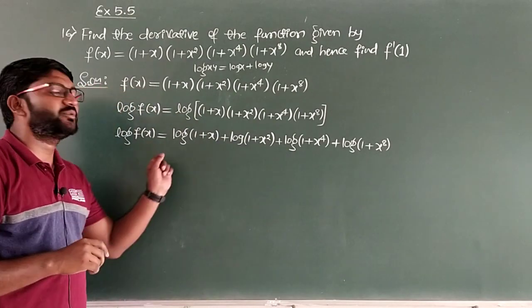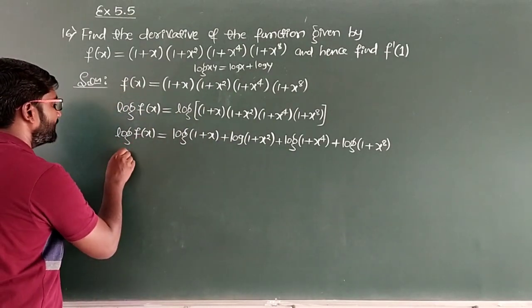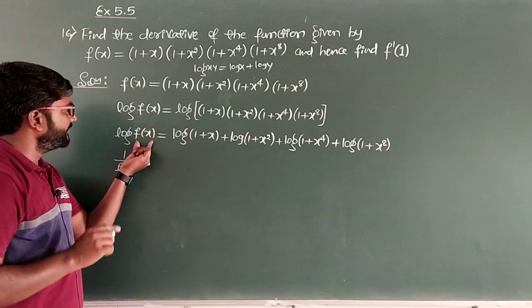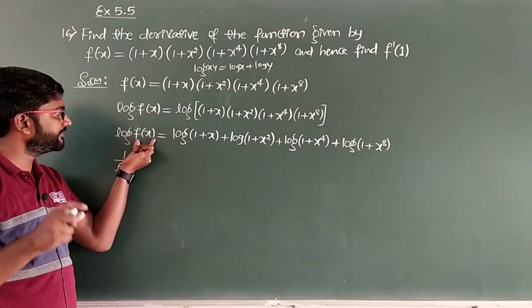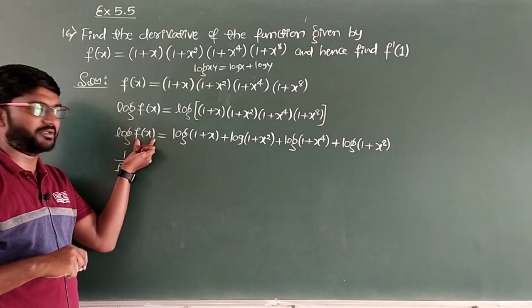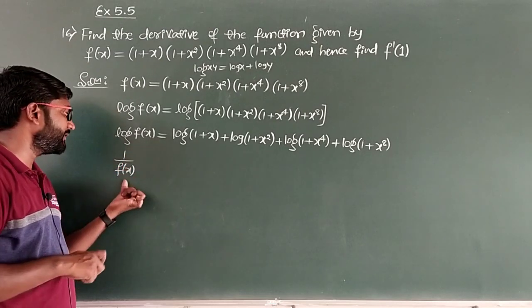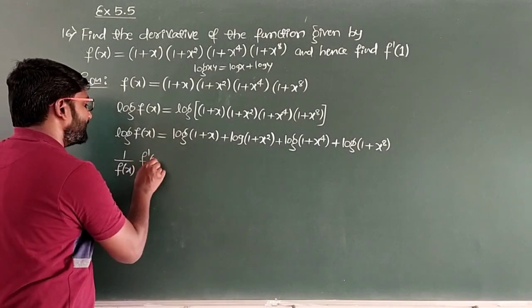Now differentiate both the sides with respect to x. So here we get 1 by f of x. The derivative of log x would be 1 by x, but here in place of x we have f of x, which is y. So it is 1 by y into dy by dx, that is 1 by f of x into the derivative of f of x, which will be f dash of x.